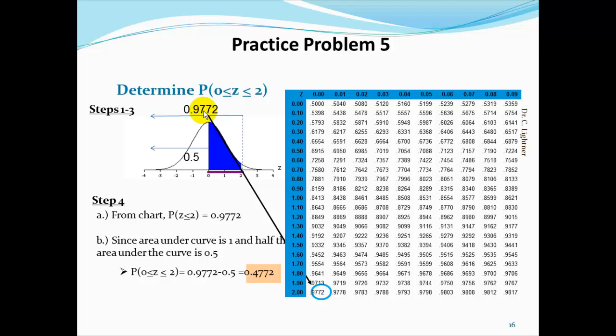Since we know that the area under half of the curve is 0.5, or the area to the left of our mean is 0.5, then we can take the difference between these two values in order to obtain our shaded region. So in this chart, the area from 2 all the way to the left is 0.9772. And the area under half the chart, which is from the z-score 0 all the way to the left, is 0.5. So the difference between the two is this shaded area, which is 0.4772.